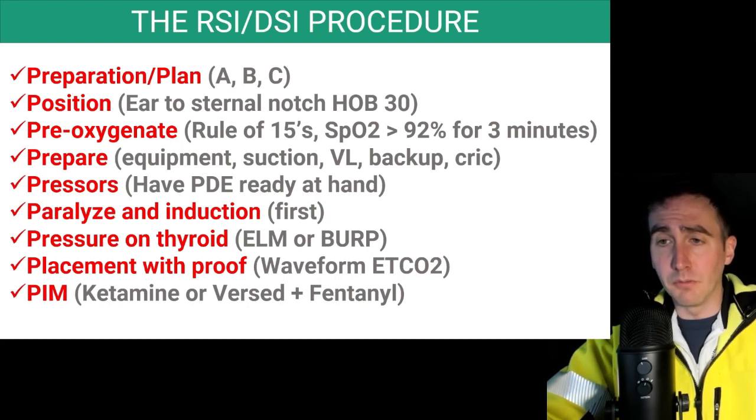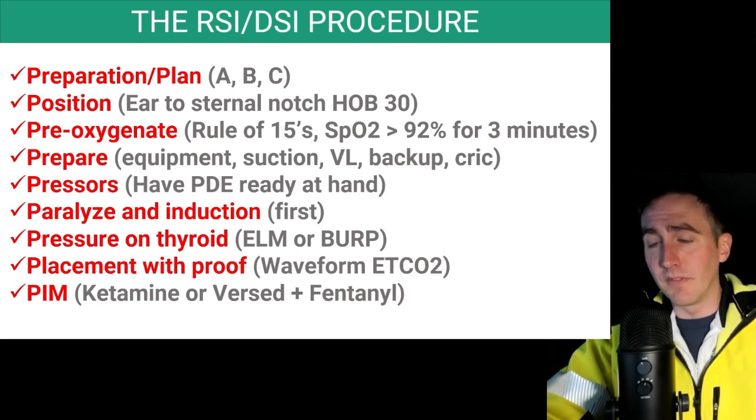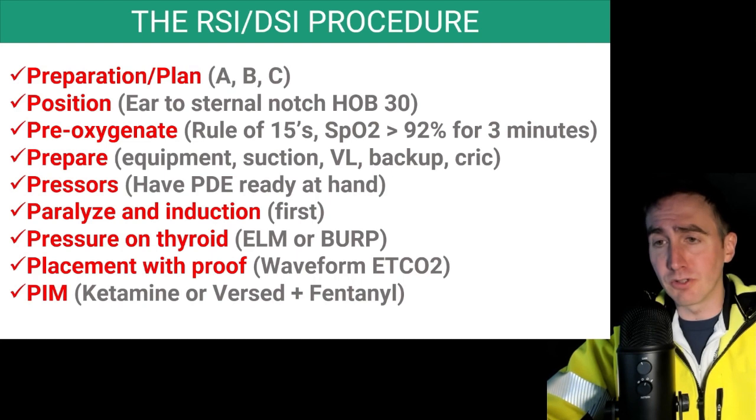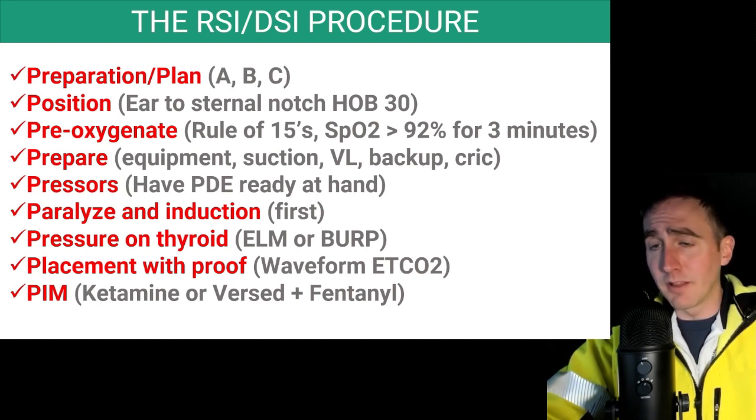Plan B or C could be, well, C is kind of a mandatory plan. If we cannot oxygenate, if we cannot ventilate, and the patient continues to desaturate, then I will proceed with a surgical cric.